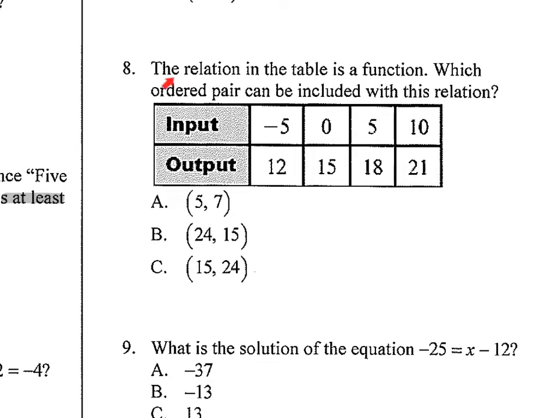Number 8, the relationship in this table is a function. Which ordered pair can be included in this relation? So basically, look at the pattern between the input and the output. And which of these would fill the pattern? These would be the inputs. These would be the outputs. So basically, if you were going to add one more column out here, which of these numbers would you put in? A, B, or C?